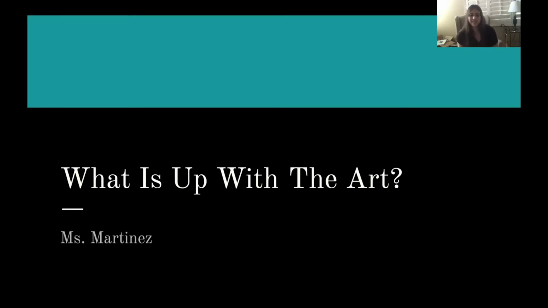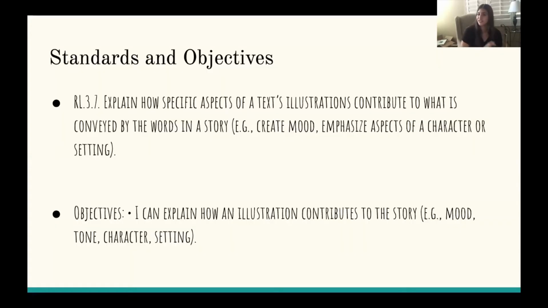I am Miss Martinez and today's lesson is called What is Up with the Art? So let's get started. Our standards and objectives for the day. Our standard is explain how specific aspects of a text illustration contribute to what is conveyed by the words in a story. So for example, it would show creation of mood, emphasize aspects of character or setting. The objectives, I can explain how an illustration contributes to the story, shows mood, tone, character, and setting. So that is what we're going to be focusing on today.